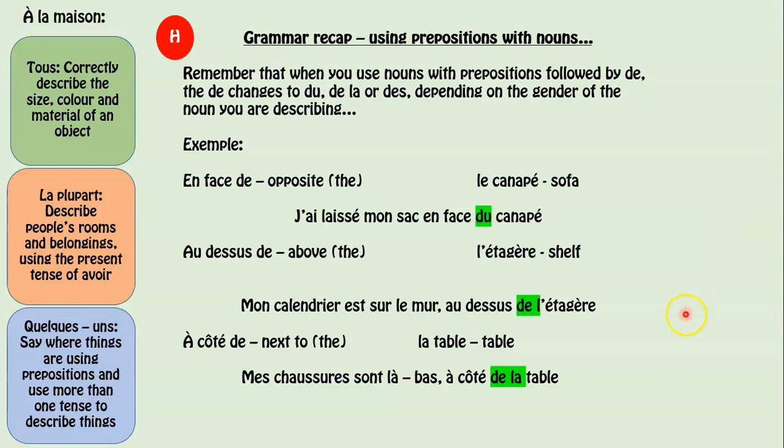So mon calendrier est sur le mur au-dessus de l'étagère, but it also begins with a vowel. So de l'étagère, okay? À côté de and la table, de plus la becomes de la, so à côté de la table. Mes chaussures sont là-bas, à côté de la table.